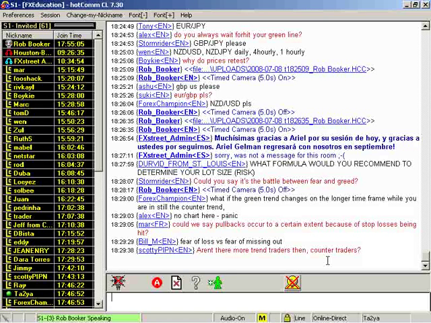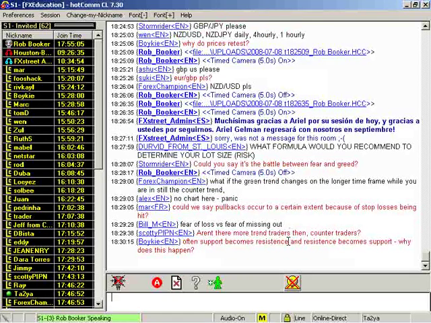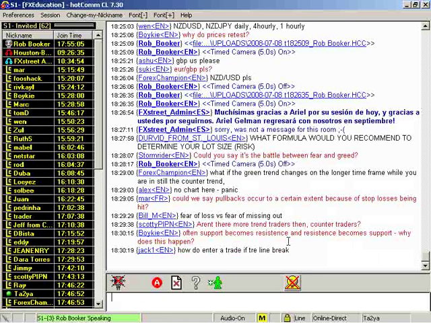What if the green trend changes on the longer time frame while you are still in the counter trend? That's impossible. That line never changes. I drew the line and it's straight. If it's changing, that's when you go down to the lower time frame and you draw the blue. He says, what if the green trend changes on the longer time frame while you're in the trade? Well, it's impossible. The only thing that changes the green trend line is if you draw it differently. But you can only draw it differently if it hits the green trend line, and if it hits the green trend line, then the trade is over.